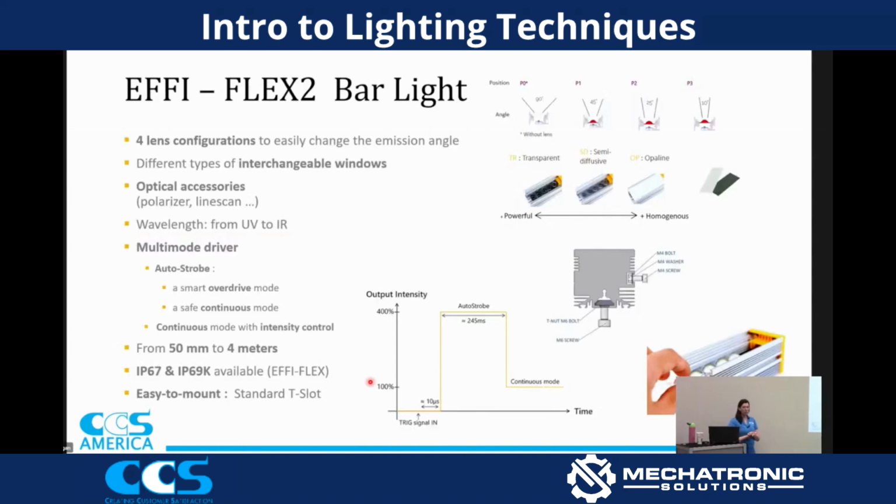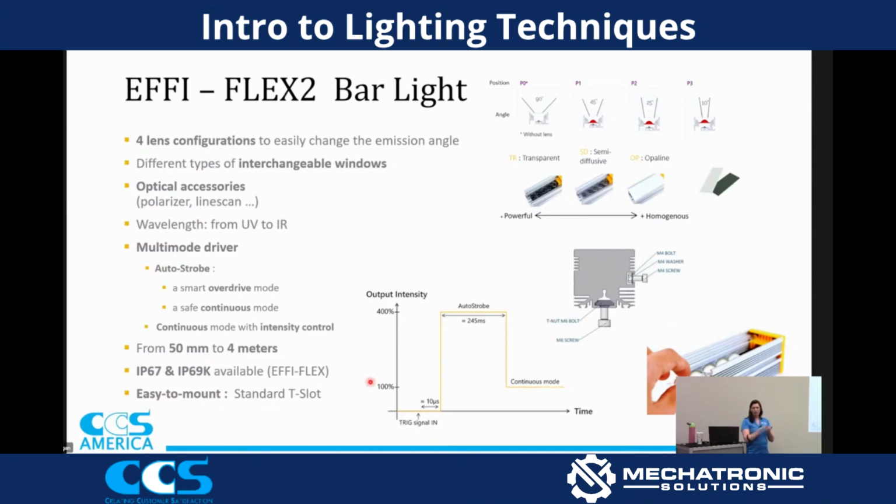The FE Flex 2 bar light is a great flood bar light. I don't have one up here. I'm not going to spend too much time on it, but these are great because they're interchangeable. You can take the lens or the cap off, and you can adjust the emitting angle by adjusting the lens. You can adjust the windows, so you can adjust the diffusion, so you can make it more transparent or more diffuse, right in between, like a standard diffuser.